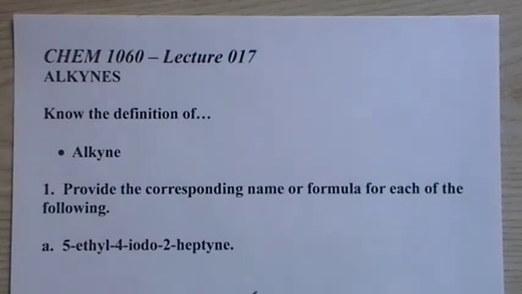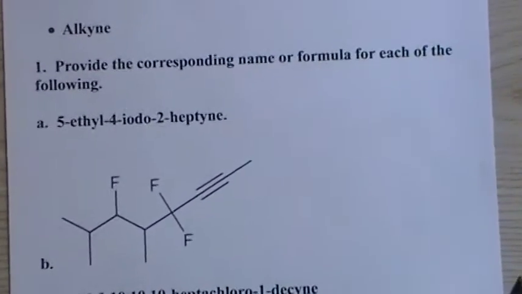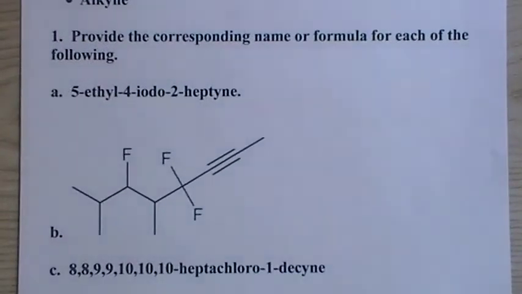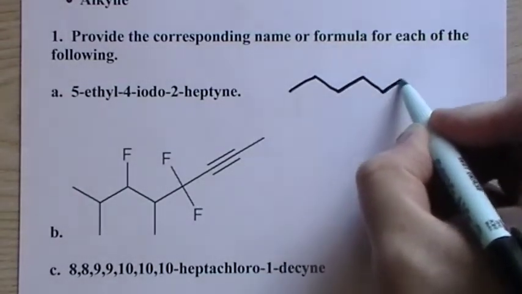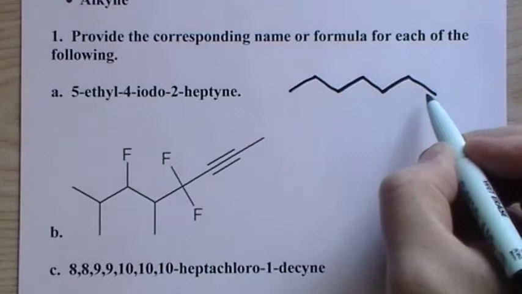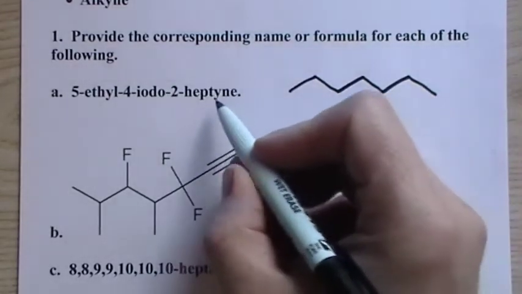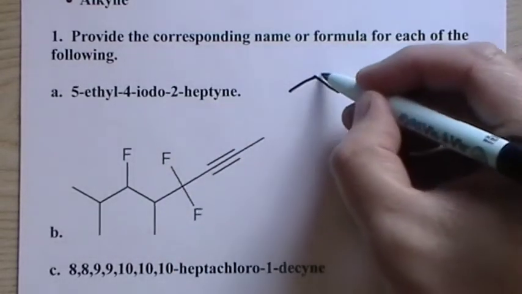Okay, now we move on to alkynes. So alkenes had a double bond, alkynes have a triple bond. So let's do some naming. Heptyne looks a lot like heptane. 7 carbons, a 7-carbon chain, and then we have a triple bond at site 2.